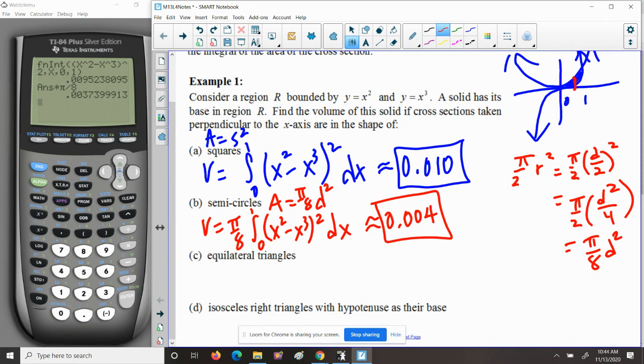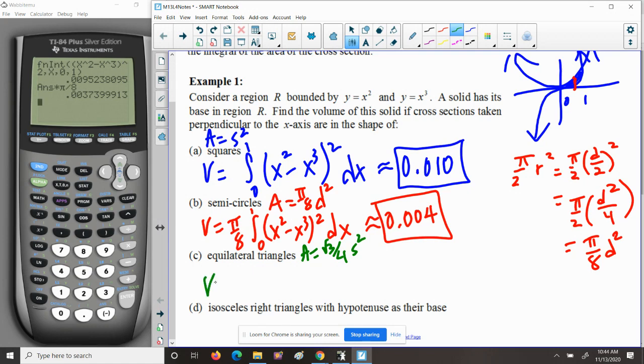Next, equilateral triangles. Let me change my color. Area of an equilateral triangle is square root of 3/4 times the side squared. I could go through a method showing you how to get that. Basically, you're using 30, 60, 90 triangles because remember an equilateral triangle has all three angles at 60 degrees. But just believe me, it's square root of 3/4 times the side squared.